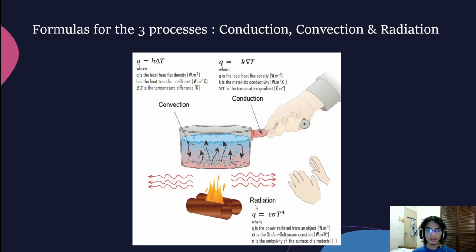And then radiation is Q equals epsilon sigma T to the power of 4, where Q is the power radiated from an object, sigma is the Stefan-Boltzmann constant, and epsilon is the emissivity of the surface of a material. So these are the 3 formulas for conduction, convection, and radiation. For thermal energy, we get the final value in the form of joules.